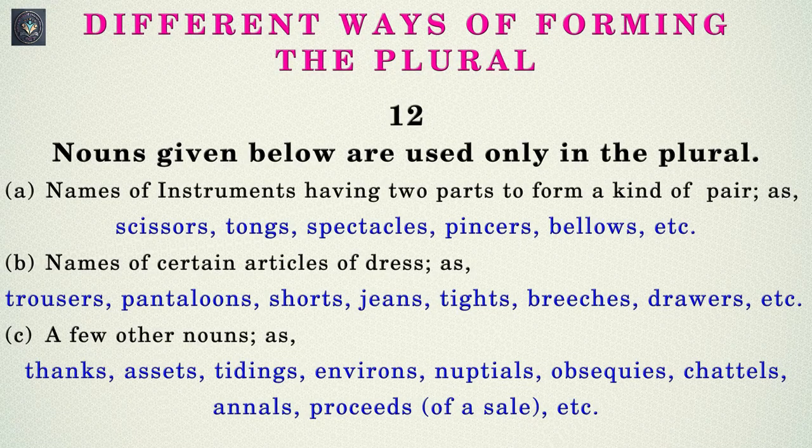Rule number 12. Nouns given below are used only in the plural. First, names of instruments having 2 parts to form a kind of pair, as scissors, tongs, spectacles, pincers, bellows, etc. Second, names of certain articles of dress, as trousers, pantaloons, shorts, jeans, tights, breeches, drawers, etc. Third, a few other nouns, as thanks, assets, tidings, environs, nuptials, obsequies, chattels, annals, proceeds, etc.